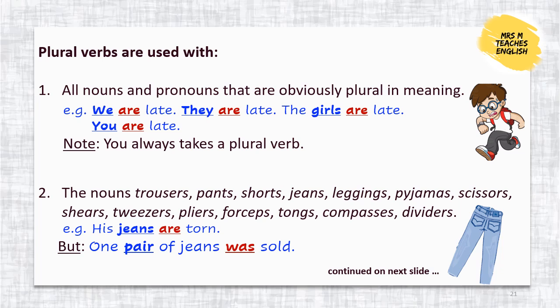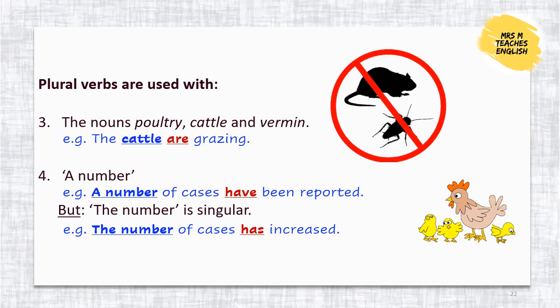Obviously, plural verbs are used with plural nouns and pronouns. Please take a note of the second point here. Words like jeans and shorts are plural. You can say "I'm wearing a pair of jeans" or "I'm wearing jeans." Please, please, please don't say "I'm wearing a jean to the party." Does that mean your jeans only have one leg? Words like cattle, poultry, and number are also considered plural. But as always, there are some exceptions.